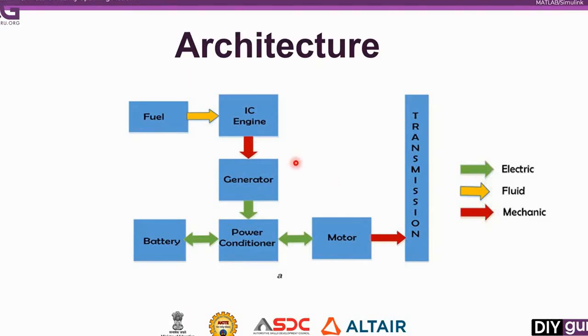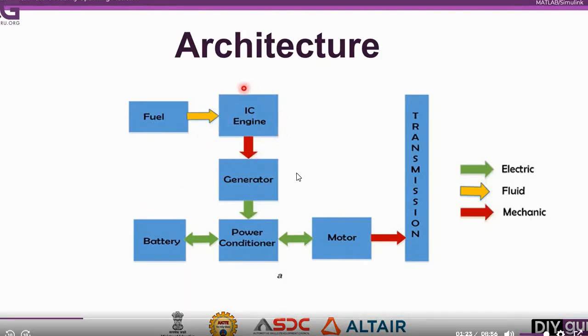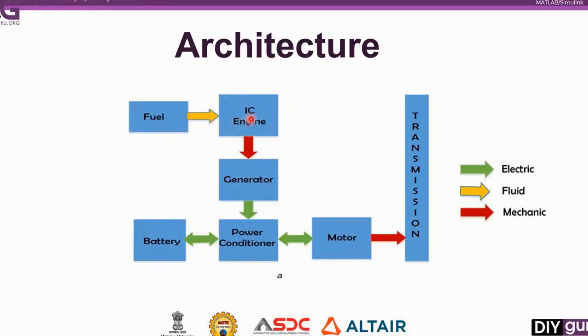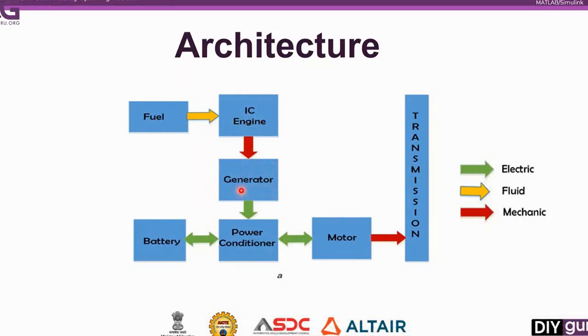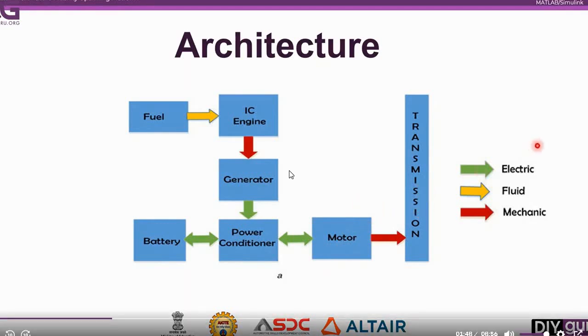So why is this called the series hybrid structure? You see here the IC engine is not involved in traction at all. The IC engine uses the fuel to run a generator, and then the generator generates electricity through the power conditioner, recharging the battery and at the same time providing voltage and current to run the motor as well. The motor is then connected to the transmission.